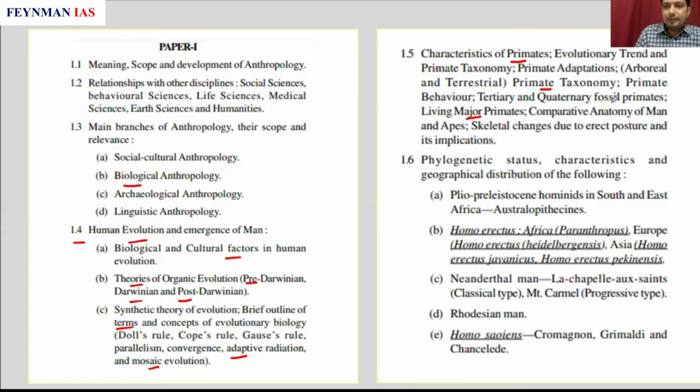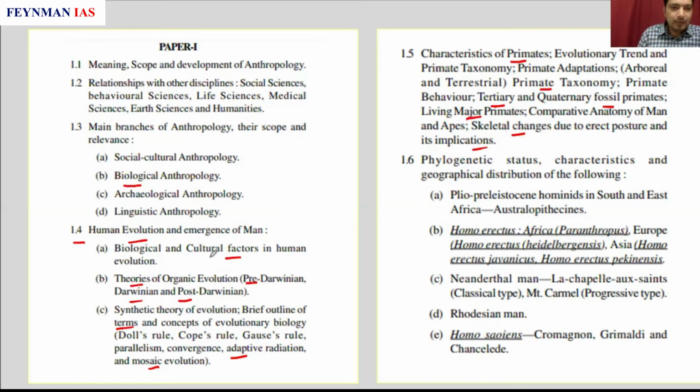Okay, some classification that we have to study here, and we have to study about the living primates and also fossil primates. A brief classification is needed, like tertiary, quaternary primates that we talk about here, based on the classification of timing when they existed on Earth. Okay, and also a few factors are covered here, like skeletal changes due to erect posture and its implications, meaning when people started standing up, what factors led to them.